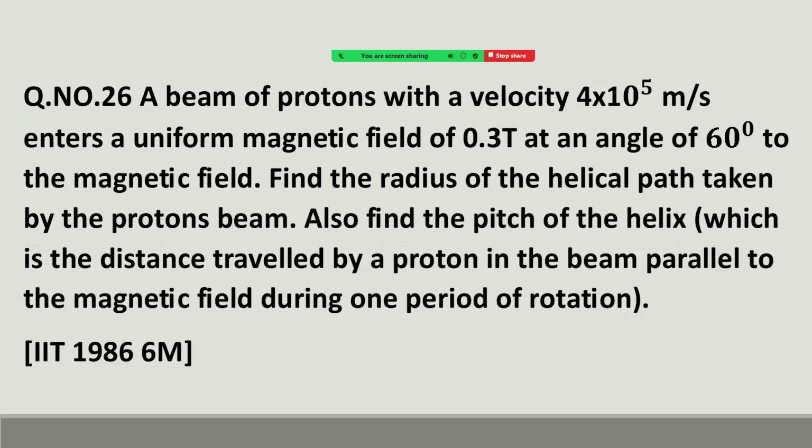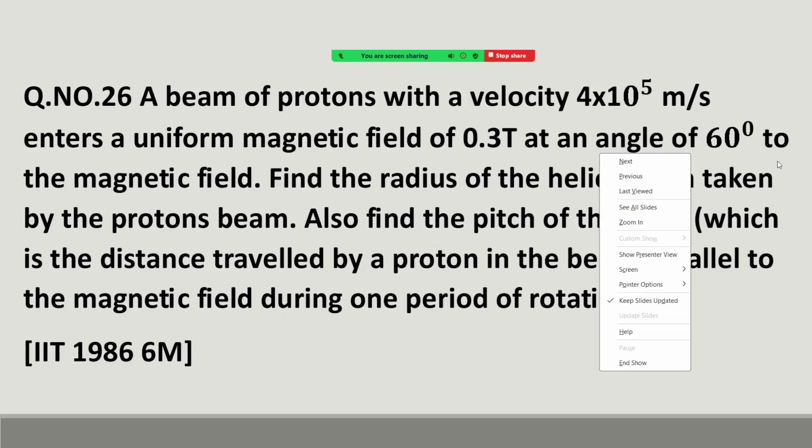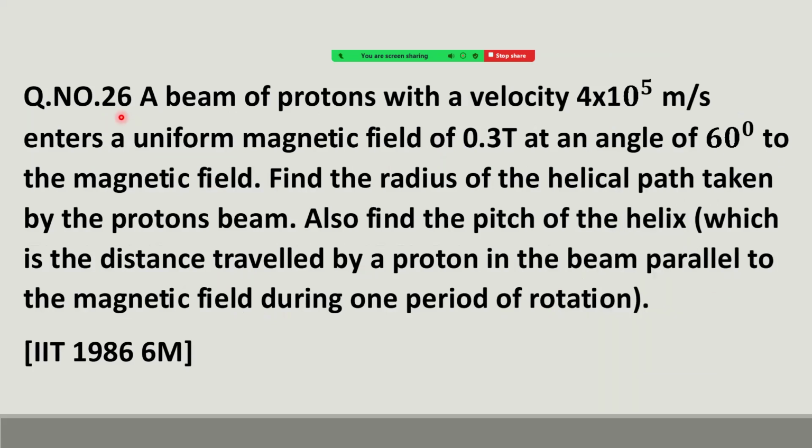Let us see first one. Let's see the question given. A beam of protons with a velocity 4 × 10⁵ meter per second enters a uniform magnetic field of 0.3 Tesla at an angle of 60 to the magnetic field. Find the radius of the helical path taken by the proton's beam. Also find the pitch of the helix. So asked for 6 marks in 1986. Let us see.